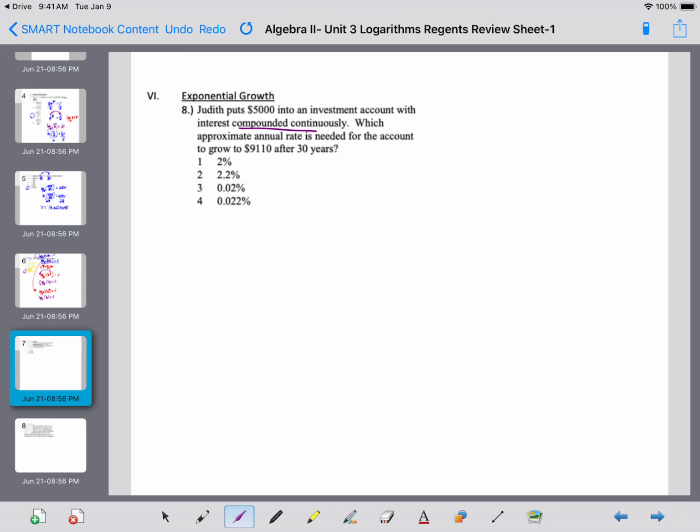So she puts in 5,000 times e to the r. We don't know r. 30 years. I could have written 30r, but I'm plugging into the formula as you could see. We want to know when it reaches $9,110. First step, always isolate the base. So now you have e to the 30r equals 9,110 over 5,000.